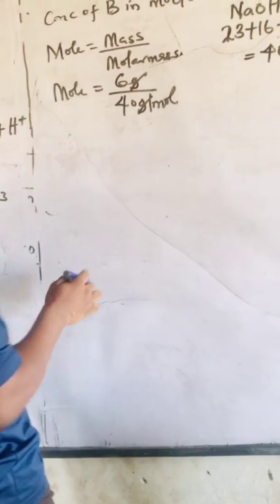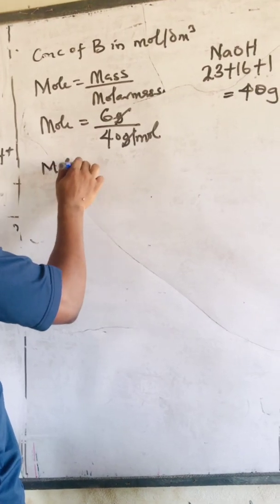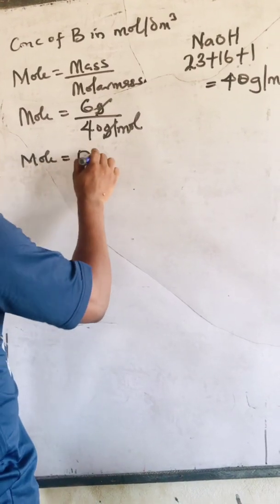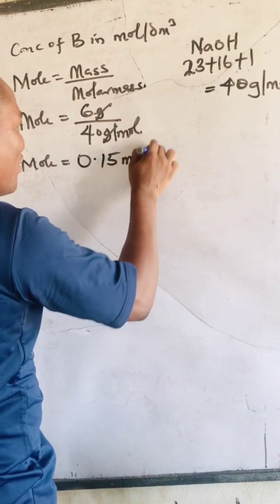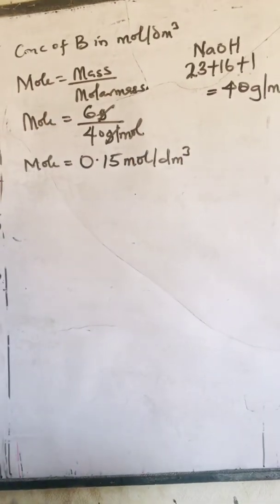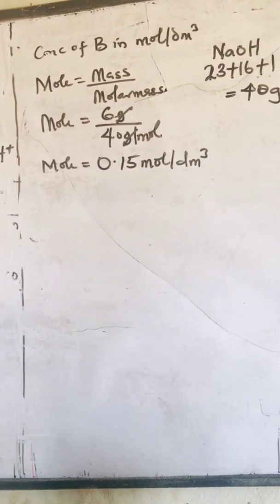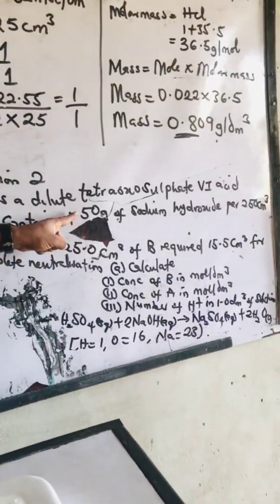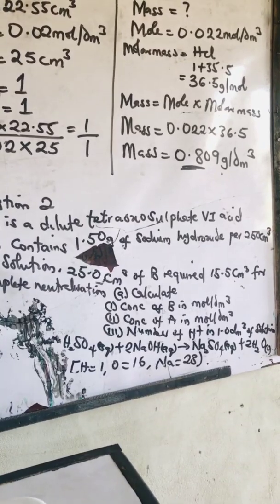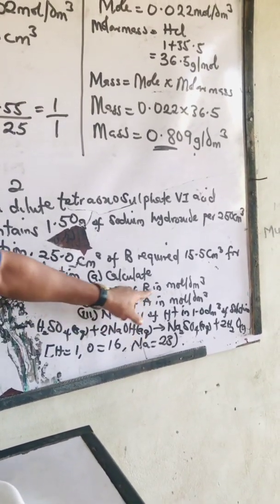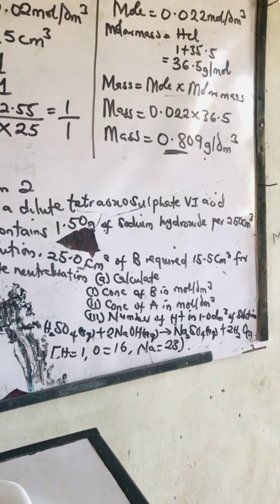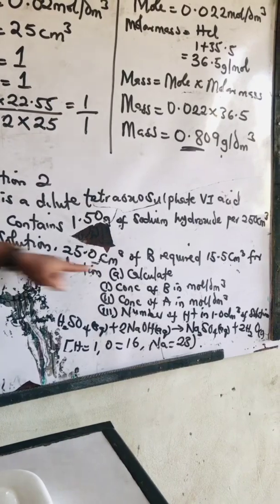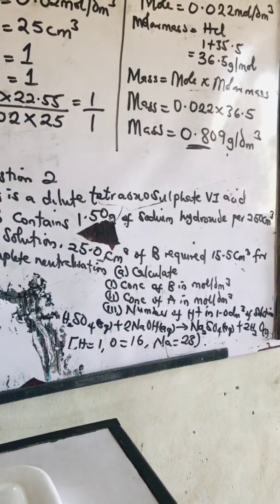This cancels the gram. Then we have our mole to be 6 divided by 40, which gives 0.15 mole per dm cube. Very easy, just like the first one. But the difference is that in the first one they gave us 1 dm cube, that's why we didn't need to convert. But look at this, they gave us this in 250 and asked us to look for the concentration of B in mole per dm cube. If they had asked for mole per 250, we wouldn't need to do this. But they said mole per dm cube, so definitely we need to do this to get the gram.